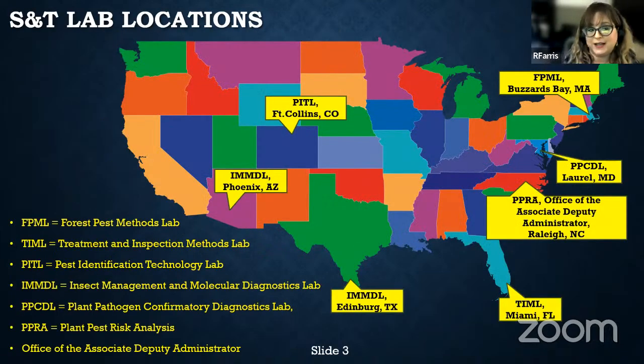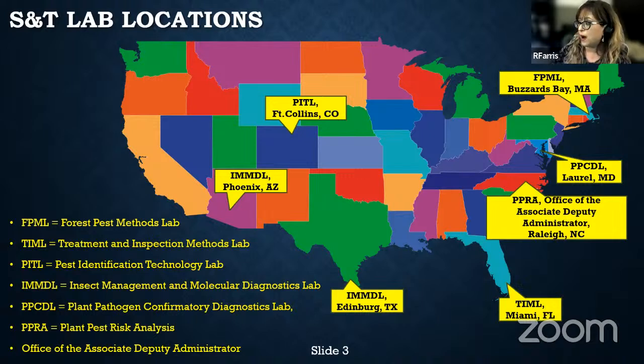Okay, so one of the things that's really interesting is that our S&T lab down in Edinburg, Texas is one of several laboratories located throughout the nation. So you can see on the map here that we have 7 different locations, and we actually have a sister laboratory to our lab located in Phoenix, Arizona. All right. So there is another S&T lab located in Fort Collins, Colorado, and that one is the Pest Identification Technology Lab. So you see each one of these labs has different emphasis on different topics.